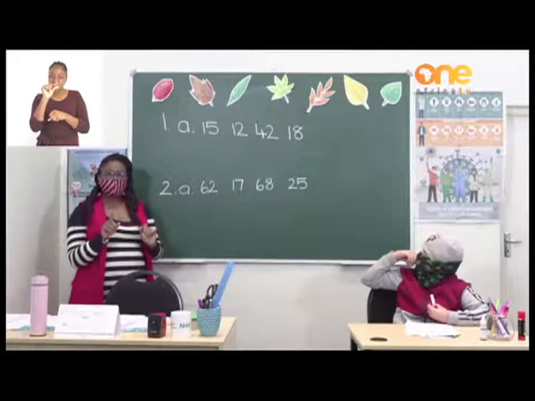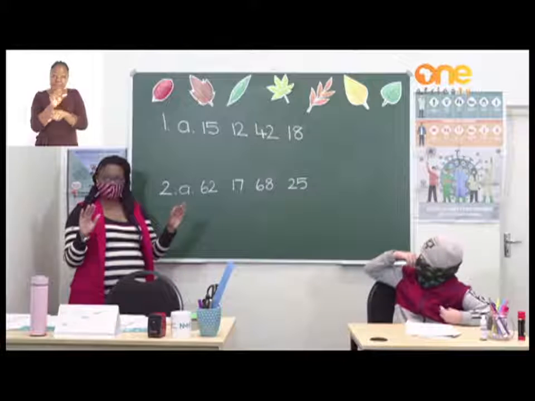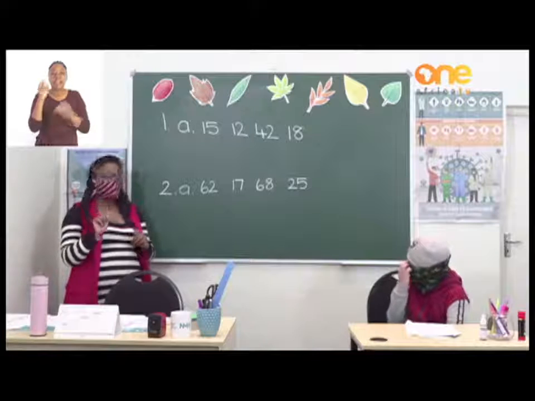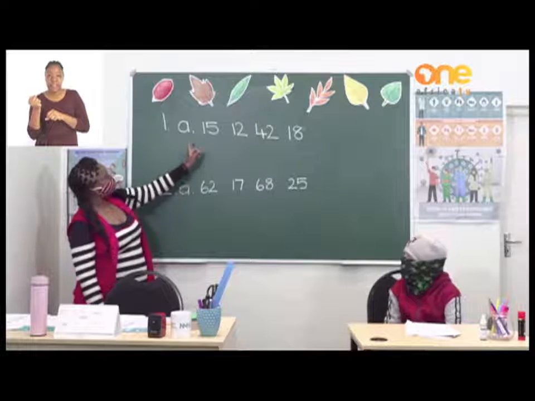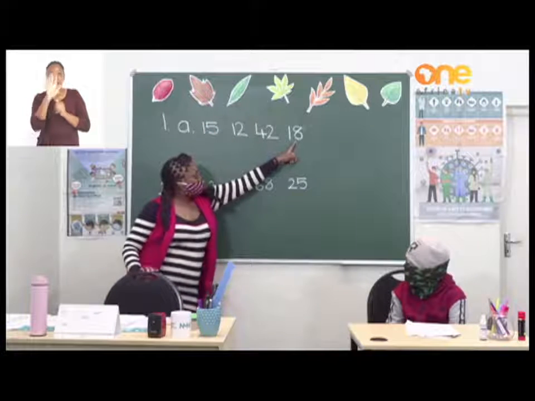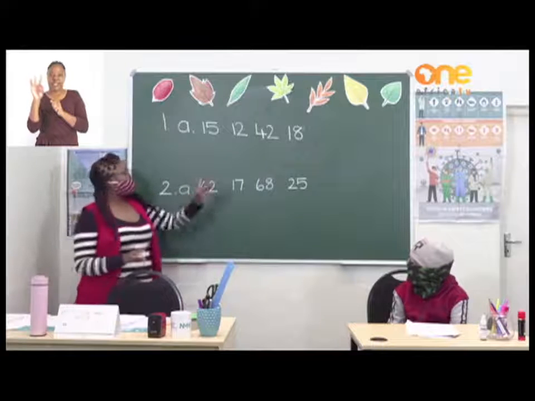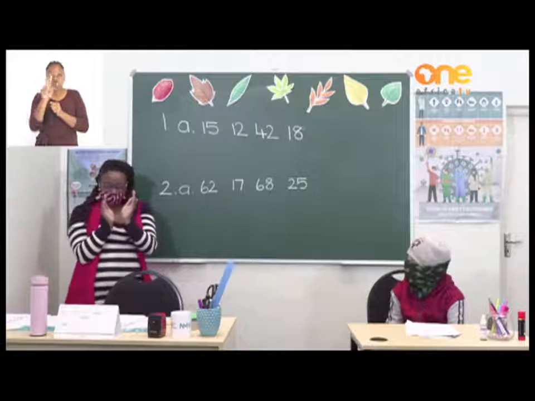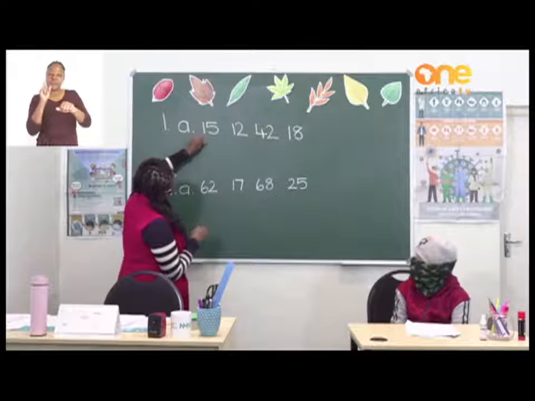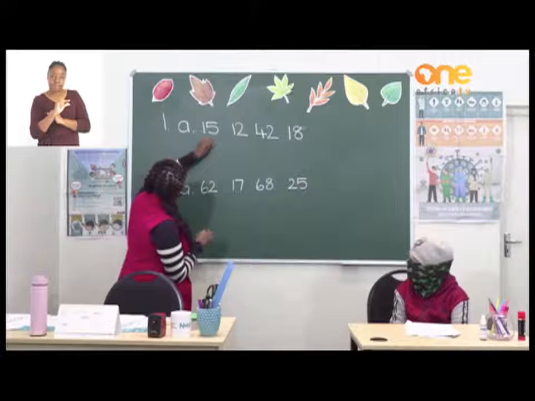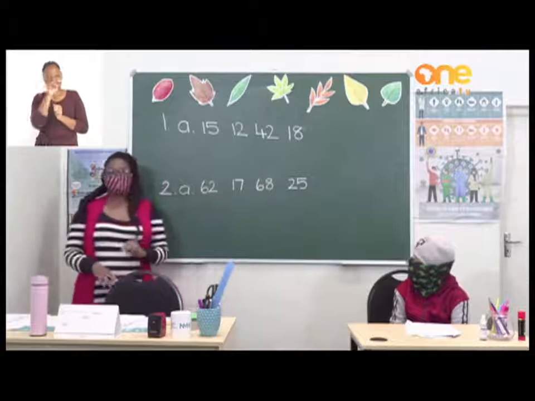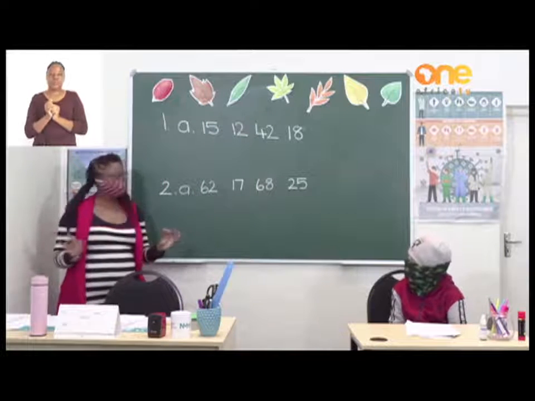Now, if the number is the same for all of them for the first digit, what you are going to do is check the second digit. So let us now check the second digit. We can see that there's a 5, a 2, and an 8. And out of the second digits, we know that 2 is the smaller number. Therefore, 12 is the first number. So we write our number 12, and then we cancel our number 12 so that we don't use it again.